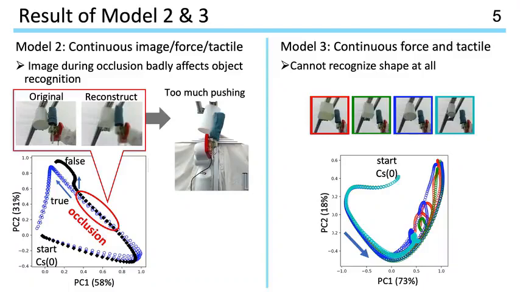In Model 2, which always uses vision in addition to force and tactile sense, when occlusion occurs, the image data badly affects the result, leading to a misrecognition of the object. In Model 3, which uses only force and tactile sense, as shown in the right figure of principal component analysis, the object recognition is mixed and not correct during the movement. That results in low accuracy of wiping.